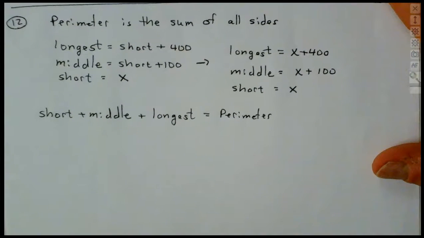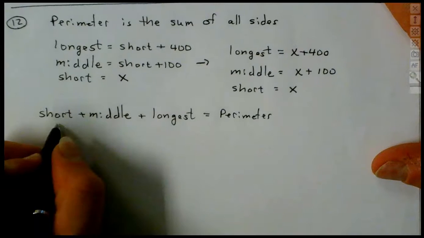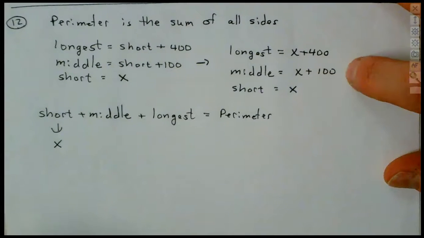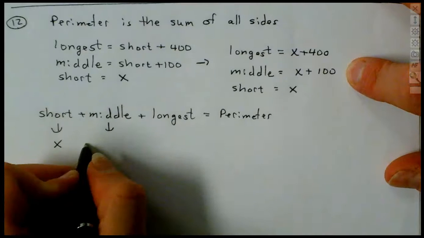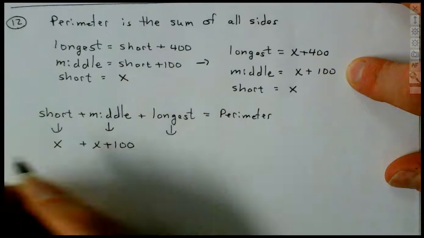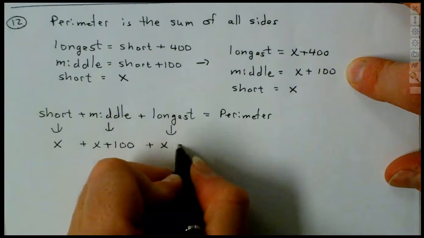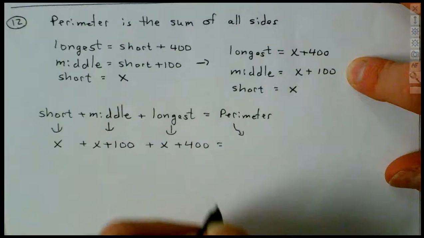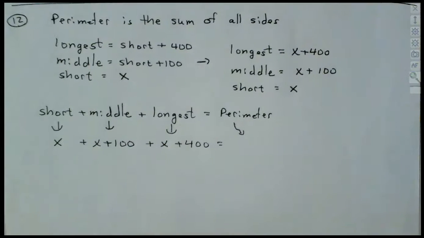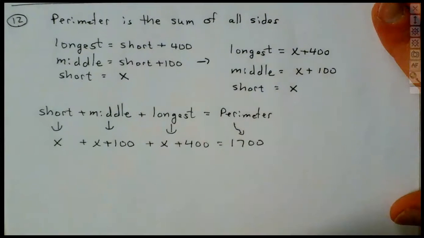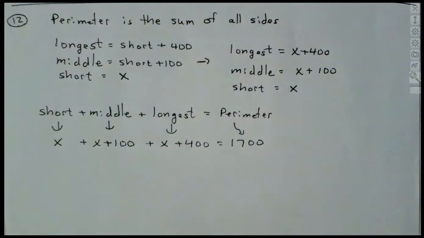And we can now fill it in. So the short side is going to get filled in with an x. The middle side is going to get filled in with an x plus 100. The longest side is x plus your 400. And finally, the perimeter, well, that is given in the actual problem itself. And in the problem itself, it says the perimeter is 1700. So that's going to be your equation. So is everyone okay with that?